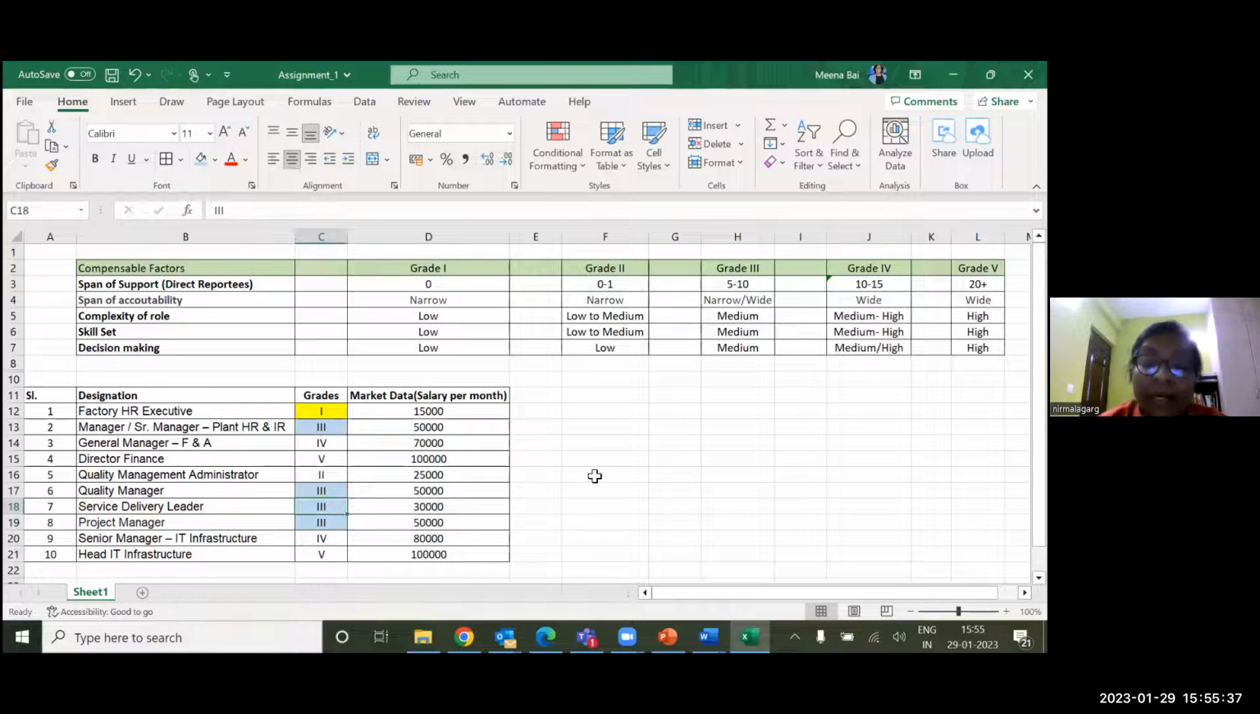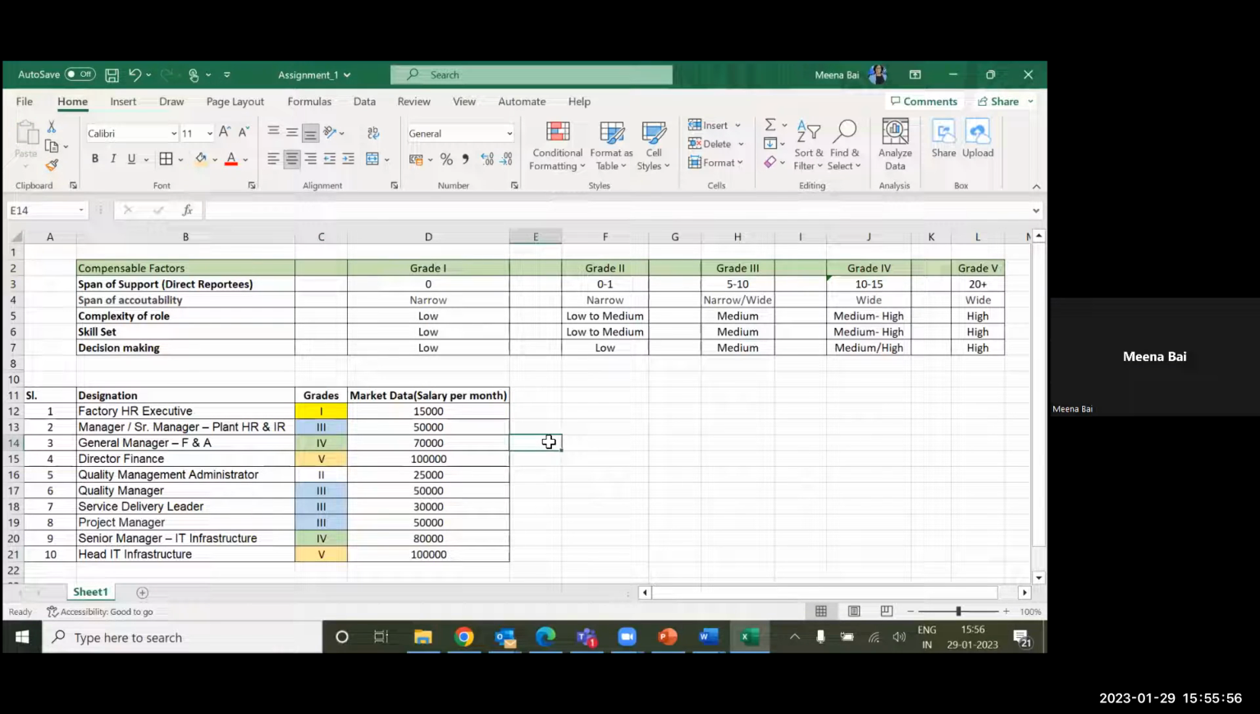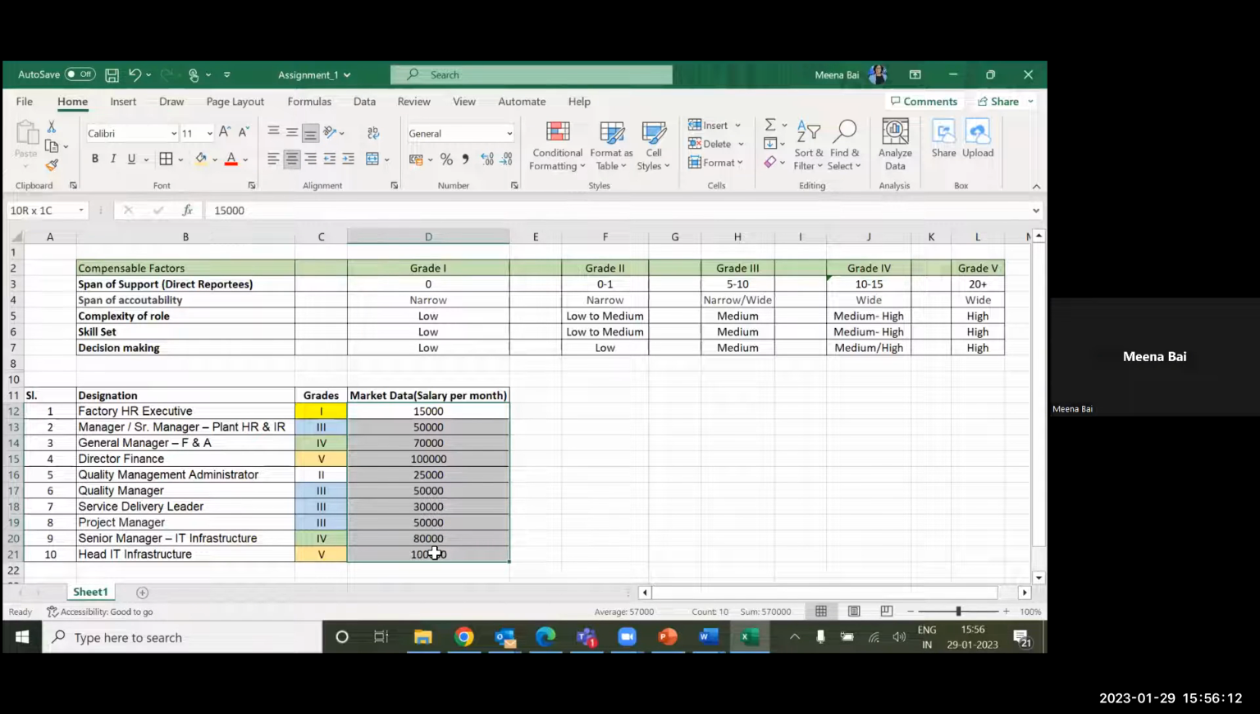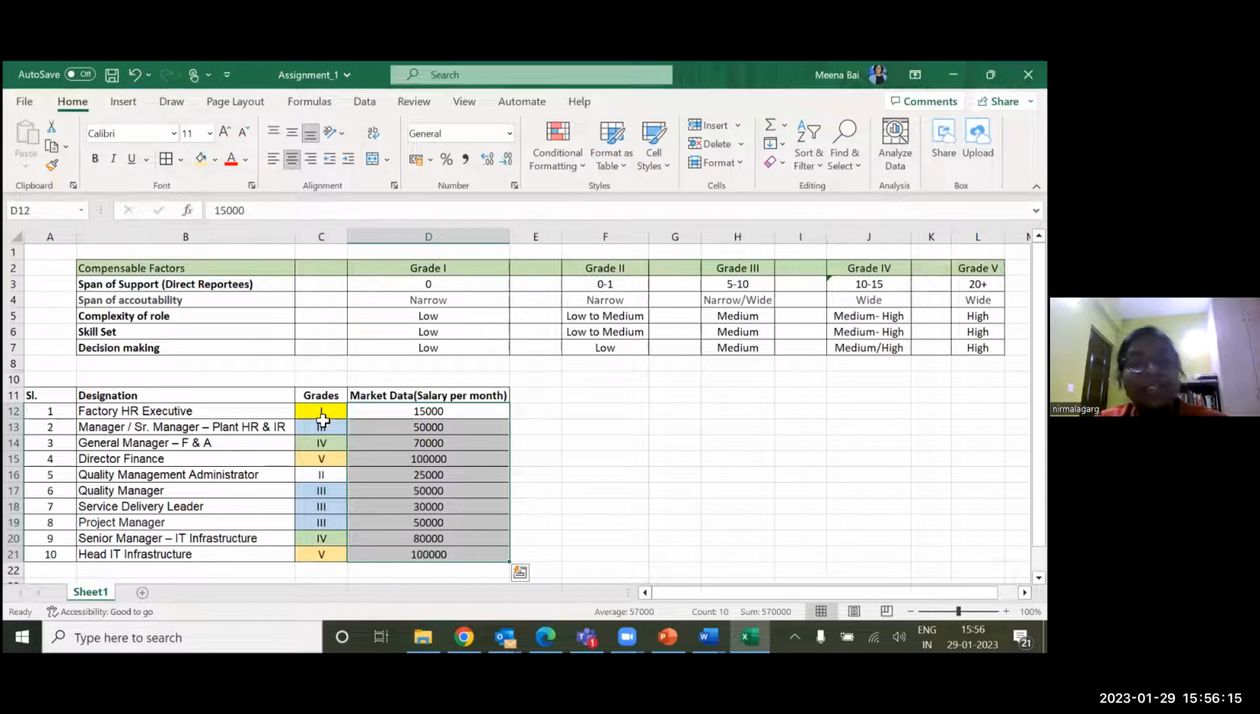So typically what happens now is you want to assign min and max salary ranges for every grade. Right now you have just done the grade allocation, placing these positions in their respective grades. Now what you do, you select this grade and market data, just the data without the labels. Now go to insert.